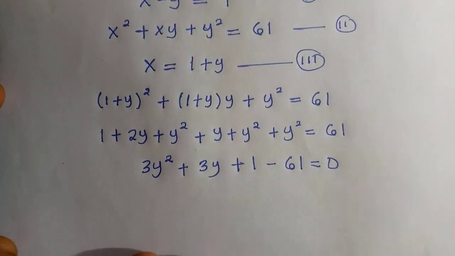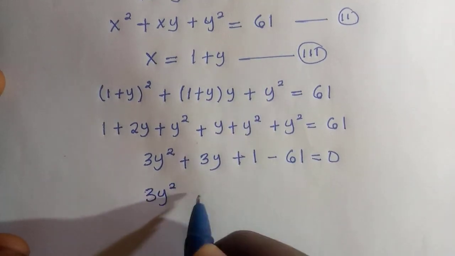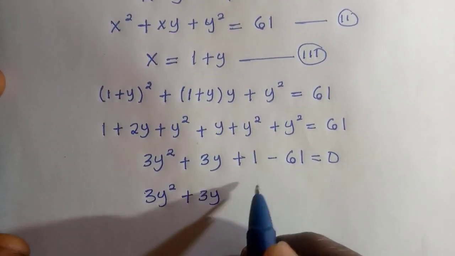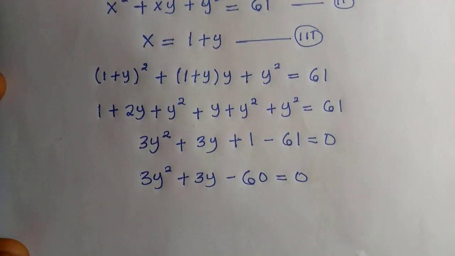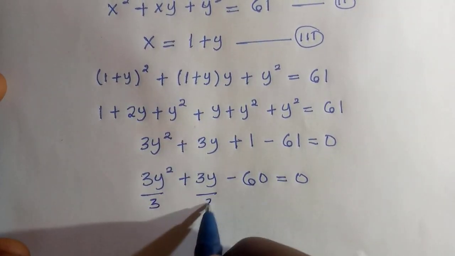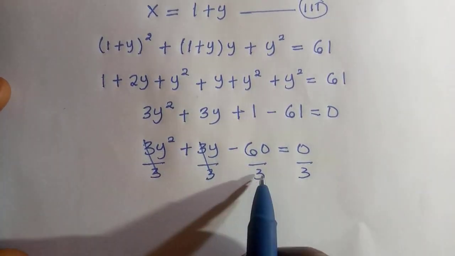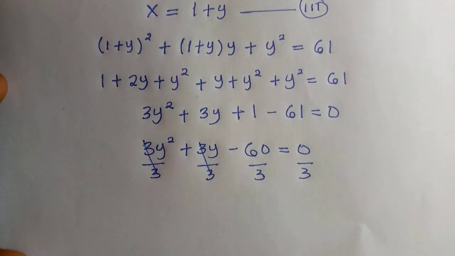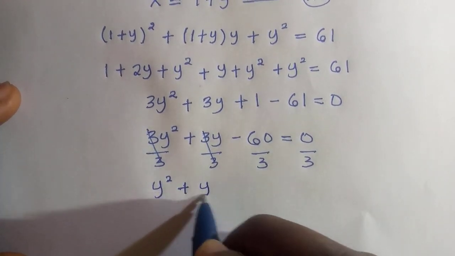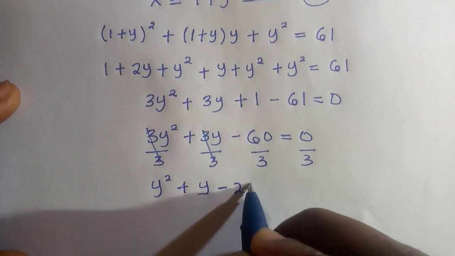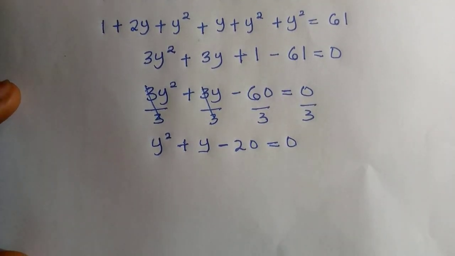So by subtracting, we have 3y squared plus 3y, and 1 minus 61 is minus 60, everything equals 0. Suppose we divide both sides by 3, we have this cancelled, and this here is 20. We are left with y squared plus y minus 20 equals 0. And here is a quadratic equation.